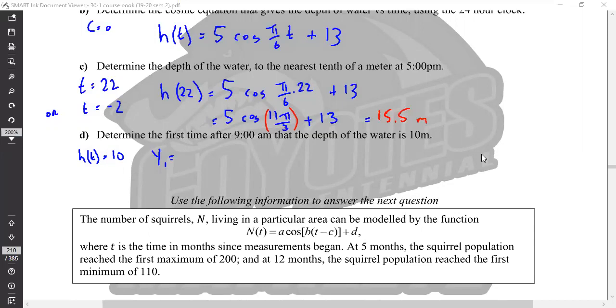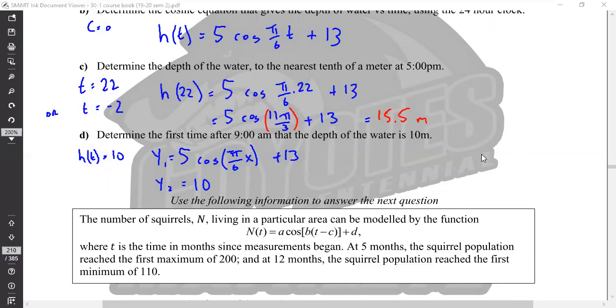So on a TI calculator, we will have pi over 6 times (x plus 13), brackets around this. We're going to have y2, because we're trying to find the first time after 9 a.m. that the depth of water is 10 meters. And so we are going to want to find that intersection point.